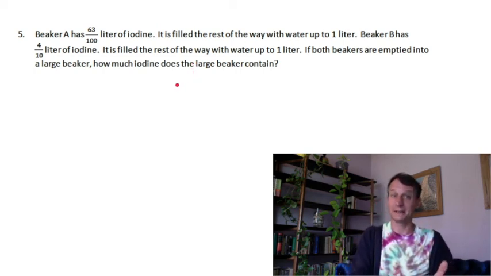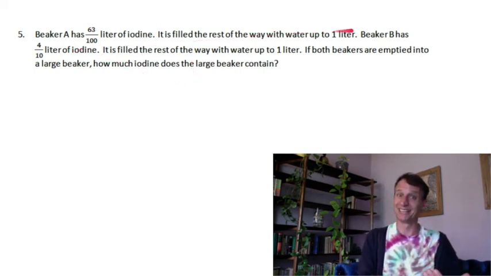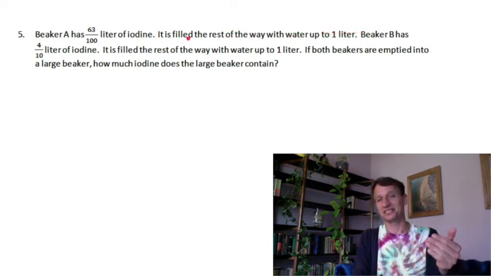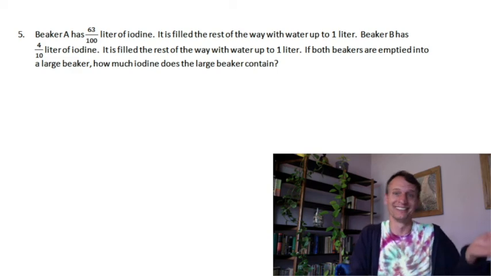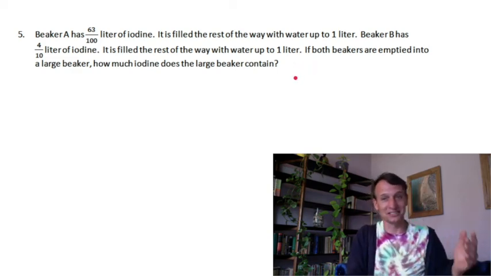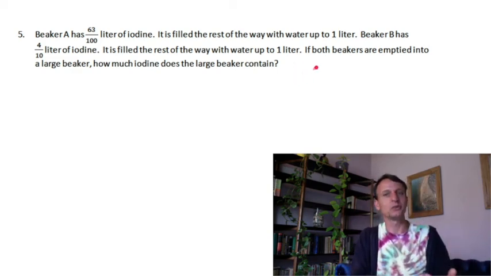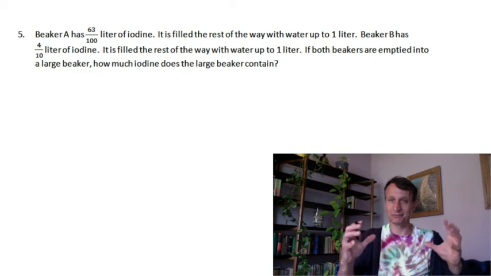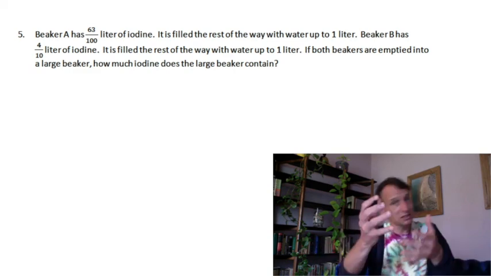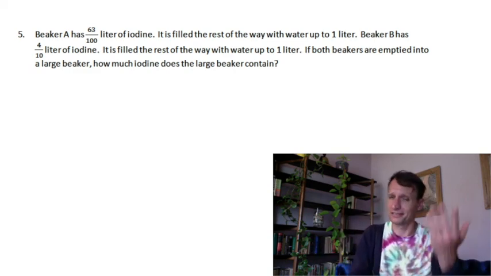We have beaker A and beaker B. And notice they use the passive voice. It is filled. By whom? We don't know. You just have 2 beakers that are magically filling up. So the question is, if you empty them both into the larger beaker, how much would it contain? Yeah, what's the operation there? Yeah, it's addition, you can tell from reading, and also because this is a lesson on adding decimals.